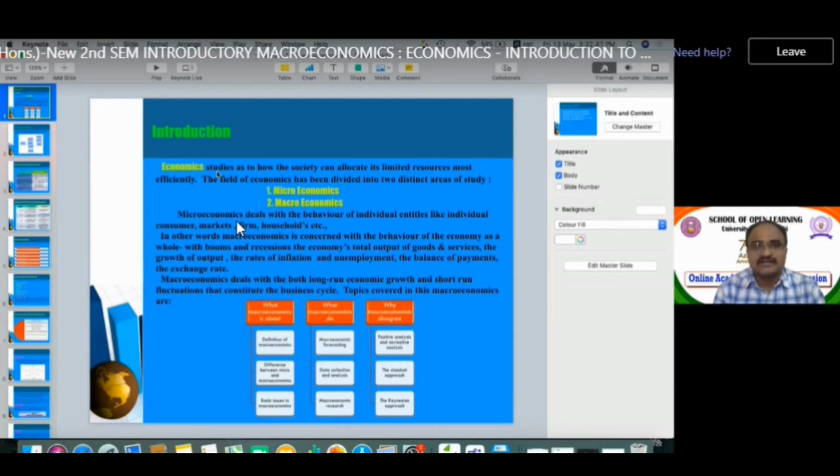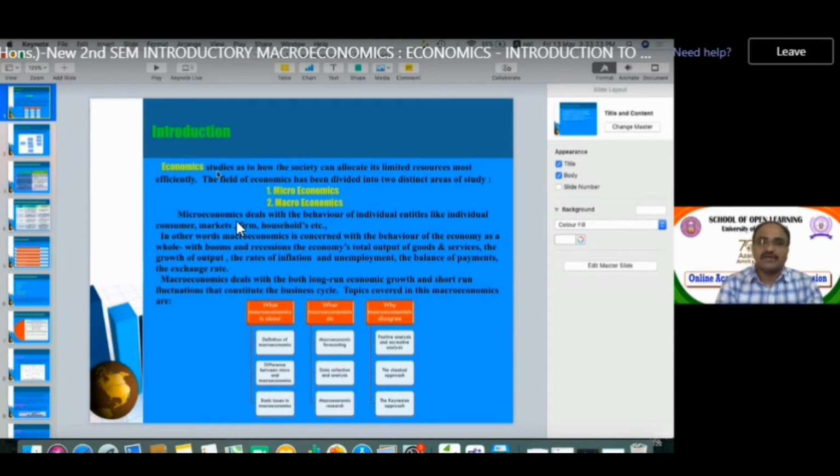Economics is the study of how society can allocate its limited resources most efficiently. What is economics? Economics is household management. In the initial stage, you learn that economics comes from two words of the Greek word for economics. That means how to manage things, how to manage decision making about the availability of resources and how you can utilize them efficiently. So in economic terms, economics is the study of how society can allocate its limited resources most efficiently.